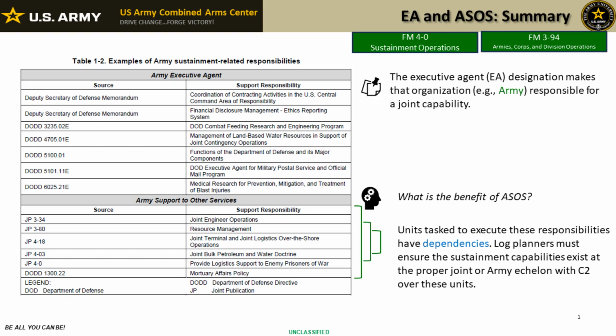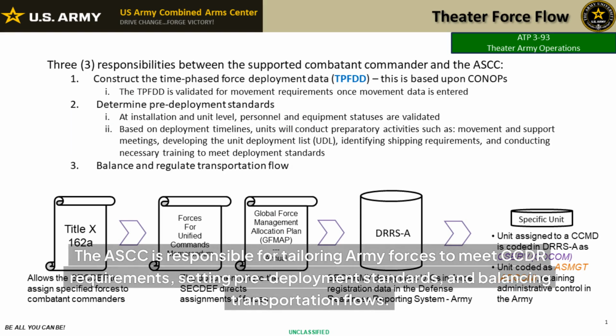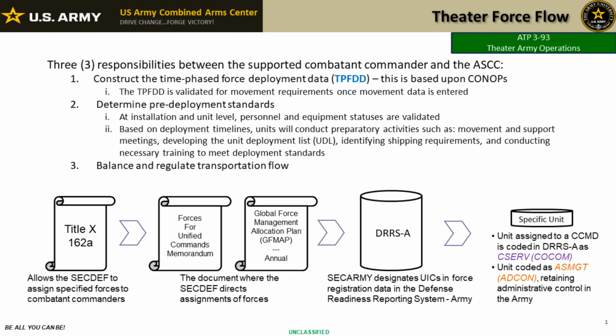These summaries explain the responsibilities of various executive agent designations and Army support to other services. The ASCC is responsible for tailoring Army forces to meet combatant commander requirements, setting pre-deployment standards, and balancing transportation flows. This links to Army Force Management, leveraging strategic documents and systems like JRSOI to accurately assess force readiness and allocate resources to combatant commanders. As units transition to combatant commands, their status in JRSOI reflects these changes.